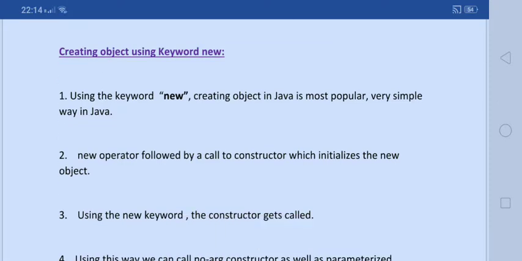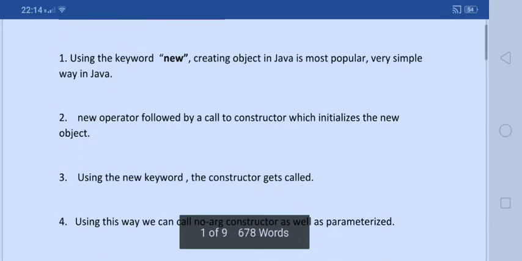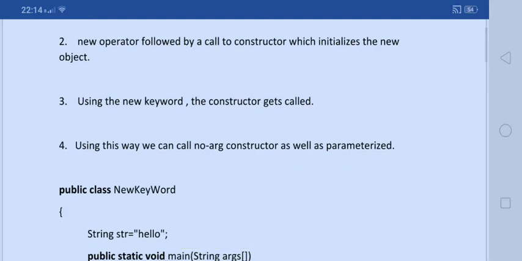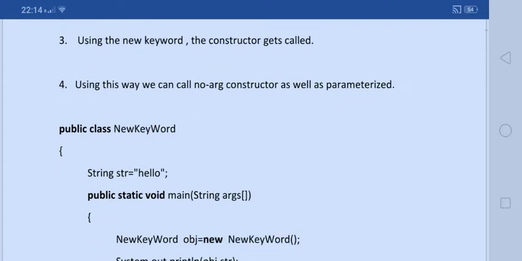So we can create the object using the keyword new, and it is the most popular and very simple way in Java. The new operator will always be followed by a call to a constructor which initializes the new object. So in this approach of creating an object using the new keyword, the constructor will get called. So using this way we can call no-arg constructor as well as parameterized constructor.